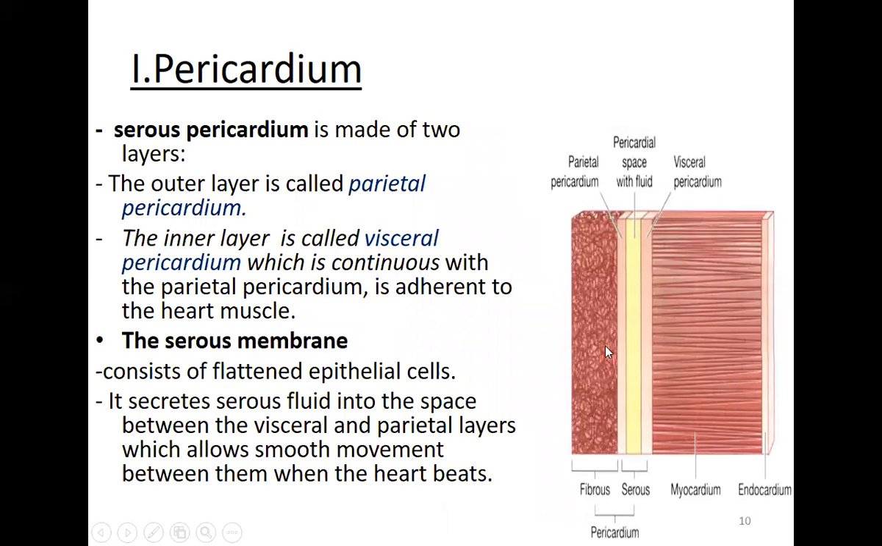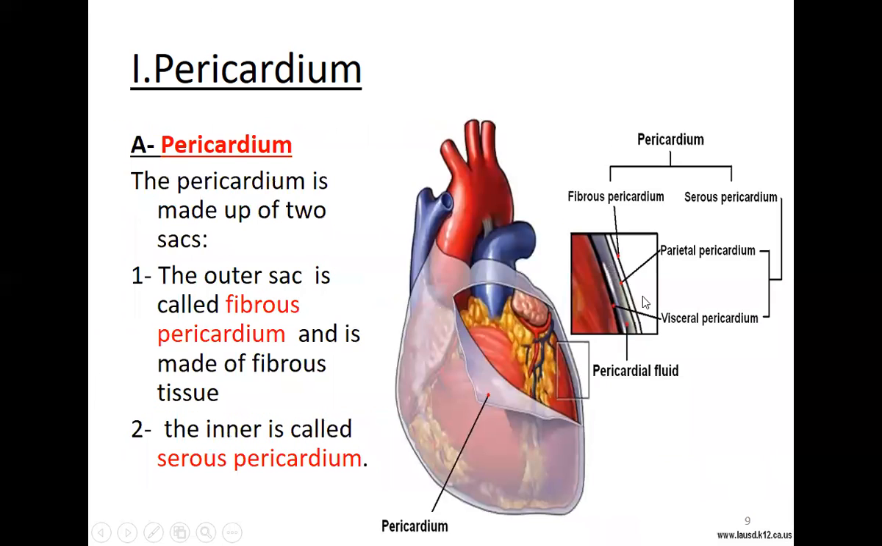So now, going back to this picture, the pericardium has two layers, fibrous and serous. This is the fibrous layer, and serous has two layers, the parietal layer outside and the visceral layer, which is attached to the heart. In between there is the pericardial space, filled with pericardial fluid. Okay, this is how it is arranged actually. Outermost is the fibrous pericardium, inner there are two layers, parietal and visceral, and in between there is pericardial fluid.